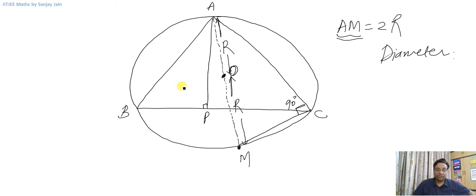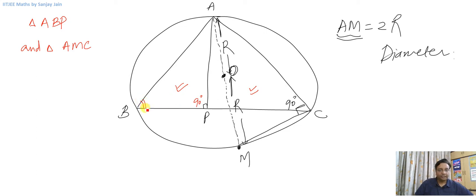Now I want you to look at these two triangles. This triangle here and this bigger triangle here. The names of these triangles that I want you to look at are triangle ABP and triangle AMC. If you look at these two triangles, this angle P is 90 degrees, and this angle C is 90 degrees. And let me talk about another angle, this angle here.